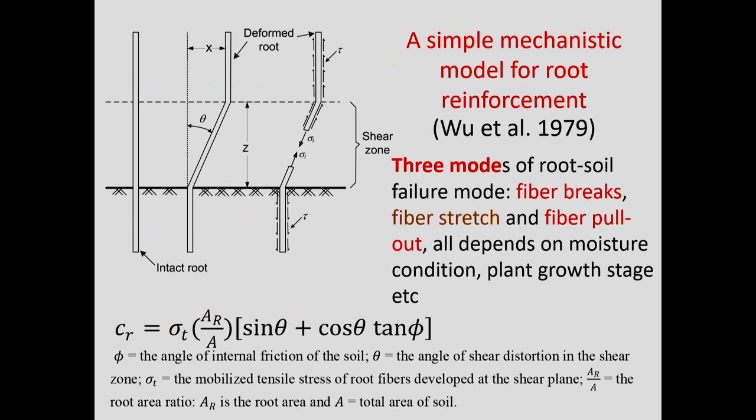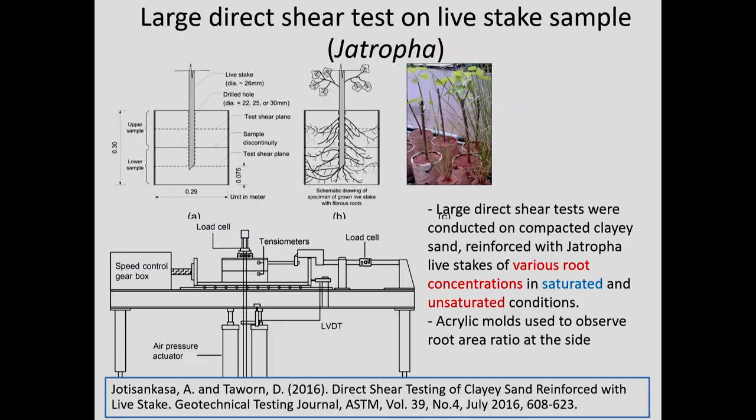And if you look at the pioneering work in root reinforcement by Professor Wu in 1979, with this simplistic mechanistic model, we lump all these effects into the root cohesion. But you can see that the root cohesion also depends on the moisture condition in the soil. It all depends on the interaction between the roots, which are under tensile conditions when the soil is sheared. So we first try to quantify live stakes in the soil, using large direct shear tests on plants of different ages in both unsaturated and saturated conditions. And in the end, we have developed, next please.